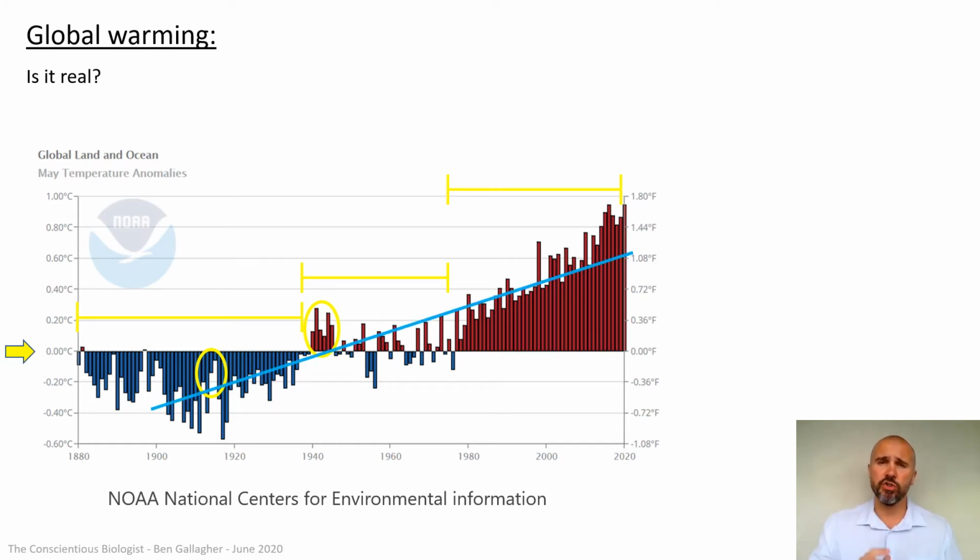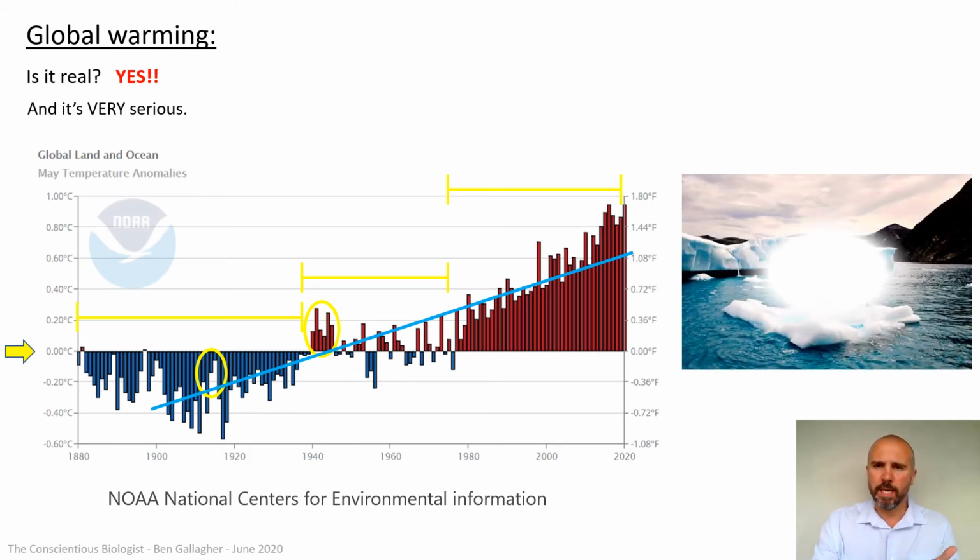And if I mark a trend line on this graph in blue, you can see there, it's a very definite slope. Global temperature is increasing. So global warming, is it real? Yes. And it's very, very serious. Think about why it's so serious.